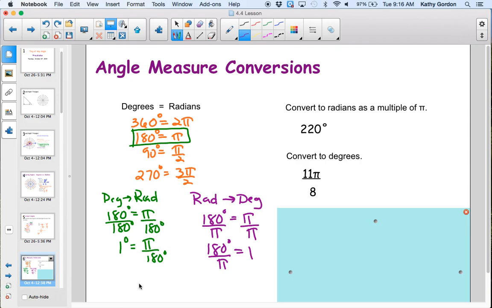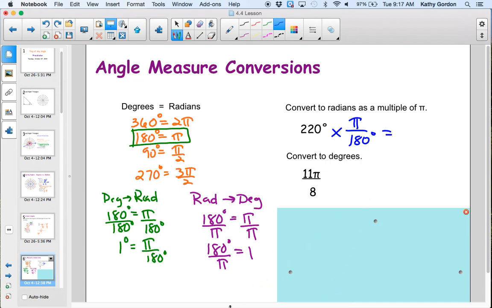All right, Rohit, tell me what to do for 220 degrees. You multiply it by pi over 180. Then what? You divide 220 by 180, which is 11 over 9. You simplify to 11 over 9. Then you add the pi, so 11 over 9.